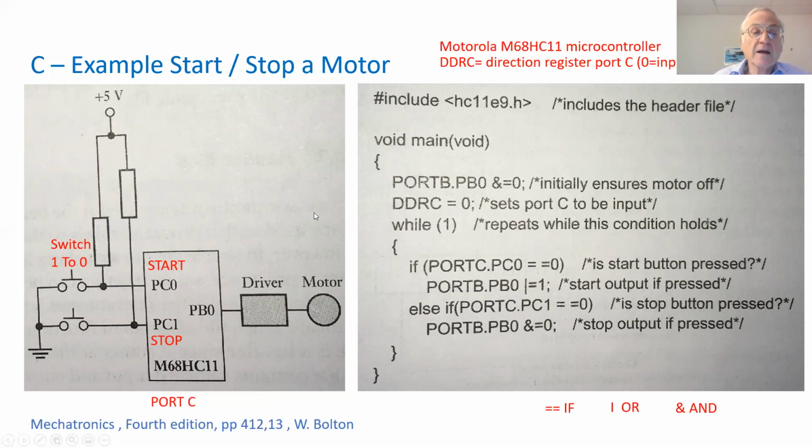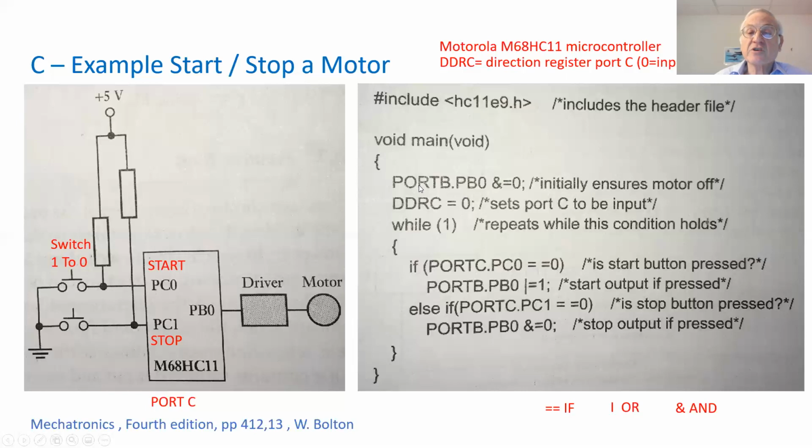So this is pin 0 of port C, and this is pin 1 of port C, and this is pin 0 of port B. These will be the 2 pins on the input and 1 pin on the output that we'll be using. So we have a header over here, which includes the Motorola microprocessor library. It's defined as HC11E9.H.